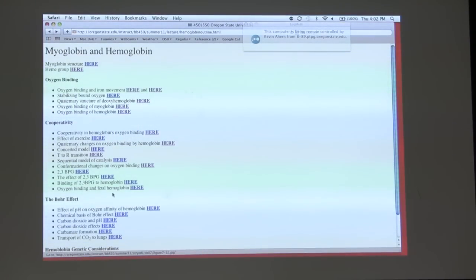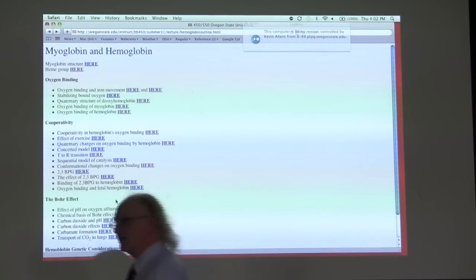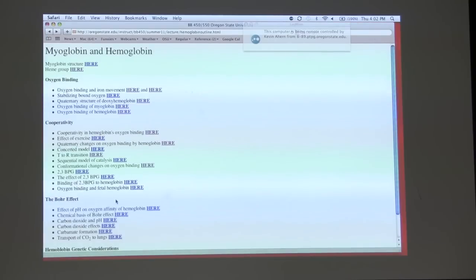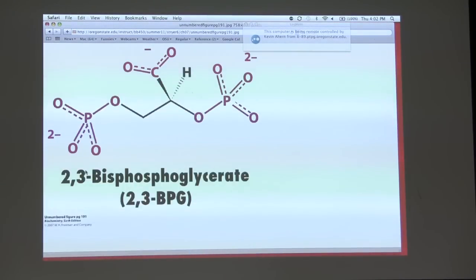Okay. Now, we now have the tools we need to understand some other really amazing things about hemoglobin. The first of these is a very interesting compound called 2,3-BPG. We'll talk about it later in the term.